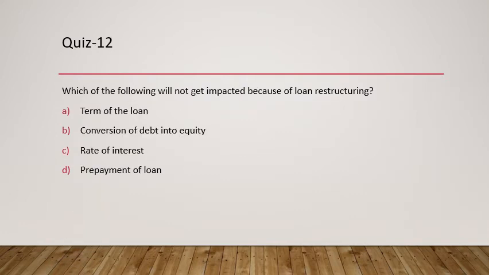The next one is the 12th question. Which of the following will not get impacted because of loan restructuring? Obviously, term of loan can get impacted. Term of loan can be increased. Conversion of debt into equity is possible. Rate of interest can also be changed, but prepayment of loan does not happen because if a company can prepay the loan, it will not require restructuring. So the answer would be D.